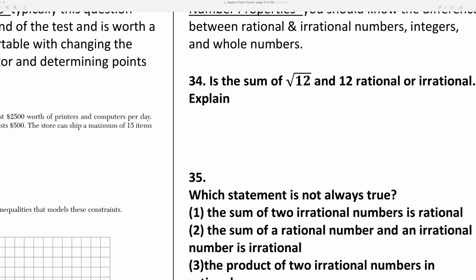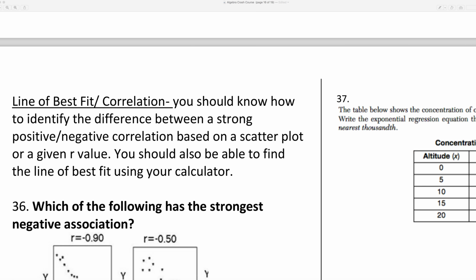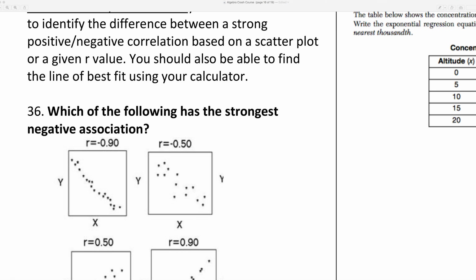34 is the sum of this rational. Irrational just means the number goes on forever without stopping. 35, I think the question is broken. 36 is the idea of correlation.